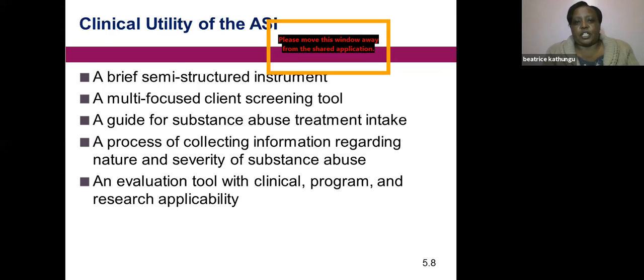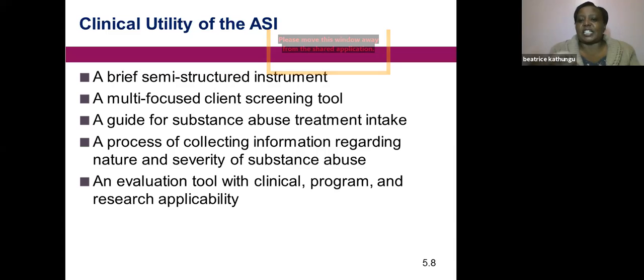In terms of clinical utility, it's been identified as a brief semi-structured instrument. It's multi-focused. It's sometimes looked at as a screening tool. You can use it as a screening tool at the entrance. If you don't have time to do screening, you can actually use it when you receive your clients. You can actually use it at intake, depending on what your settings are like.